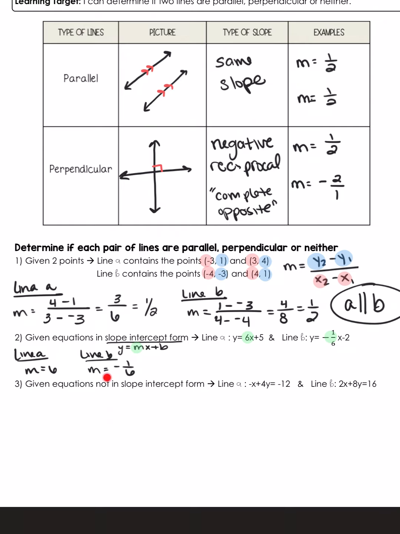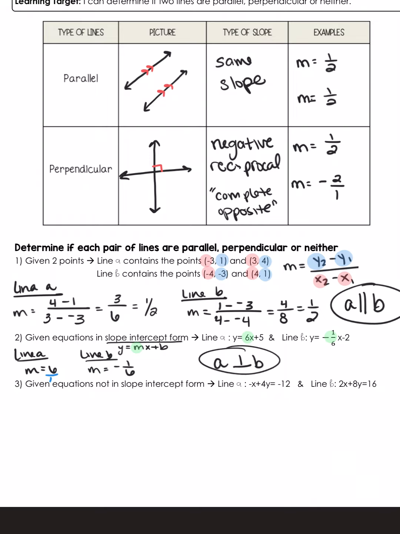Well, for that to happen, they need to be the complete opposite. So I've got one positive slope and one negative slope. So that part is the opposite. But are my fractions the opposite? The answer is yes. But if you can't see it, remember we can always write 6 as 6/1. And now it's really obvious that these are the opposite fraction. So we can say this time that A is perpendicular to B.